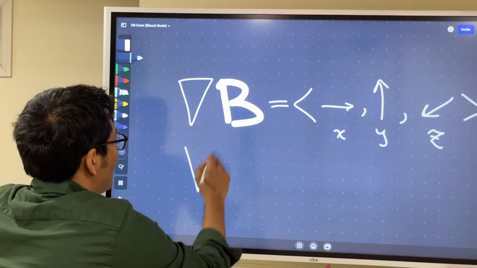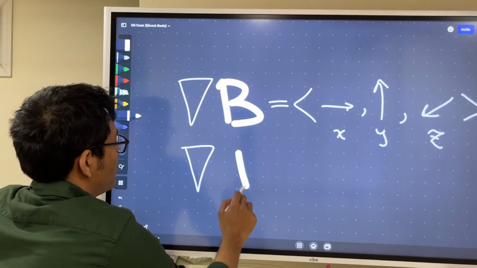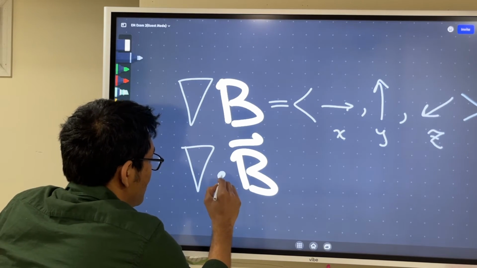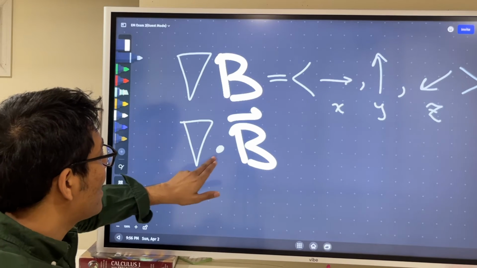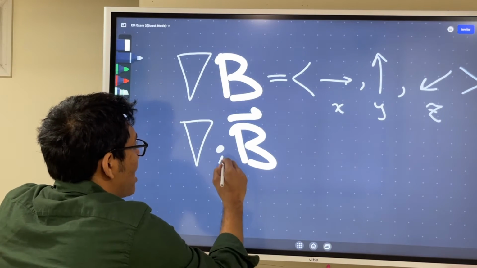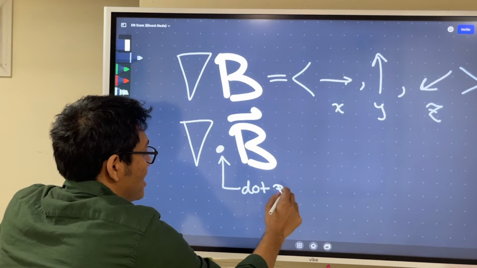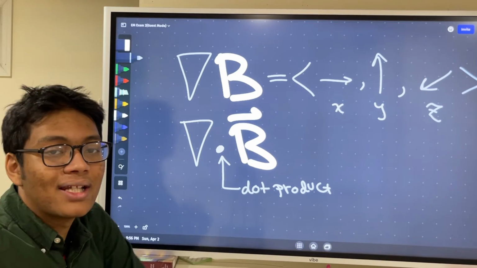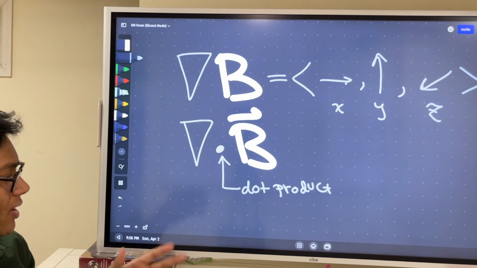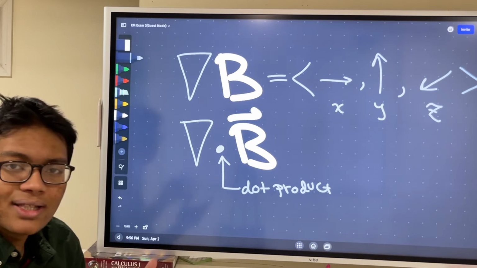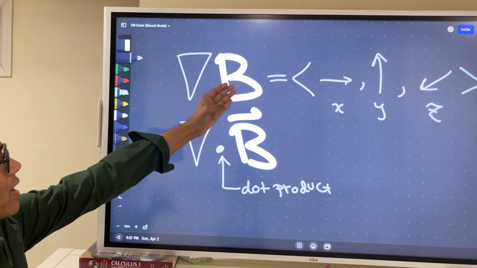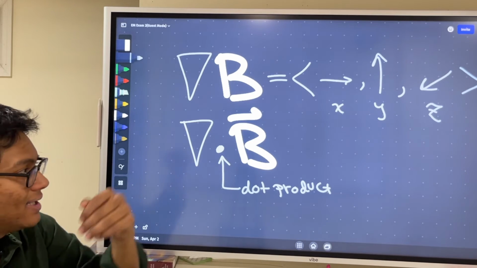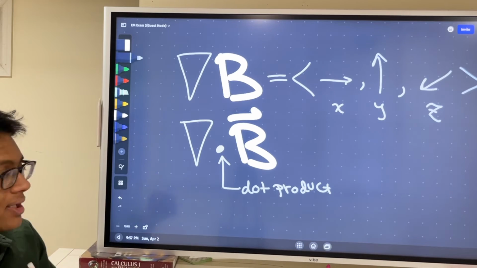Now, what if I apply the Nabla operator to a function, but you see a little dot here? Well, what that means is that this dot right here is a dot product. I'm taking the dot product of the Nabla operator with the magnetic field. So let's calm down for 1 second and try to break this apart. If I apply the Nabla operator to some function, it tells me how much the function changes in the x, y, and z directions, right?